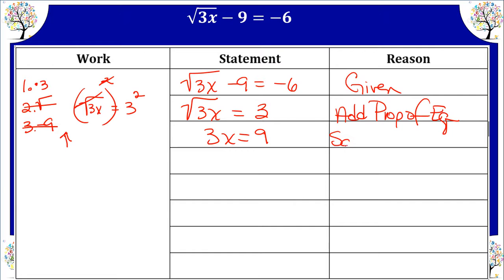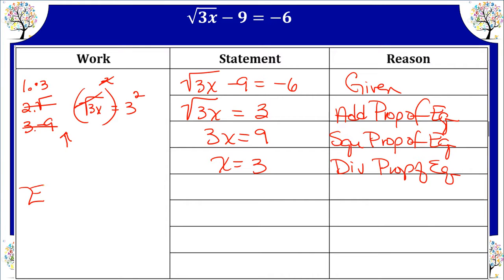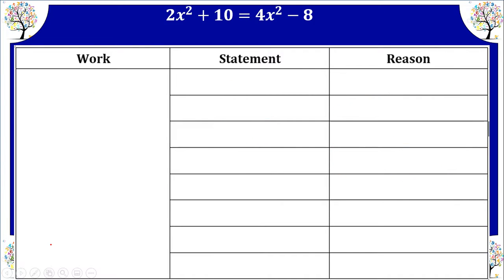So that was the squaring property of equality. That's the action I took. Then we're going to divide both sides and get x equals 3. So the division property of equality. So we have exactly one solution. So if I plug in 3, I would say 3 times 3 is 9. The square root of 9 is 3, and 3 minus 9 does give us that negative 6, so it works.